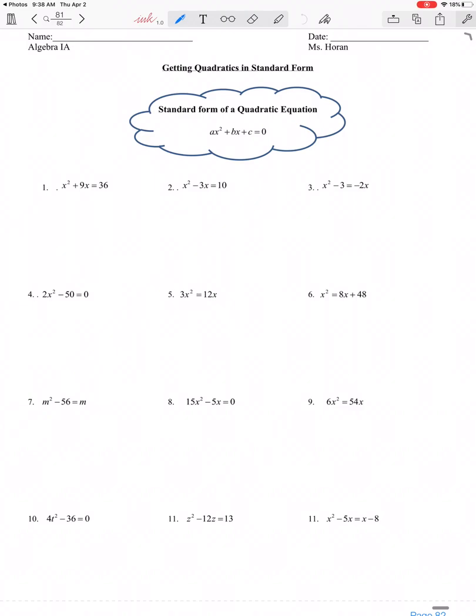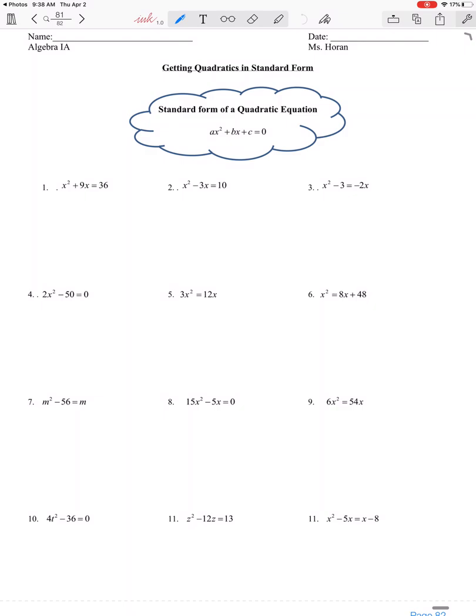So today's lesson is generally pretty short. It's more of a mini lesson because it is the introduction to what we will be doing for our next unit. So what we need to do is we need to know how to get quadratic equations in standard form in order to solve them.